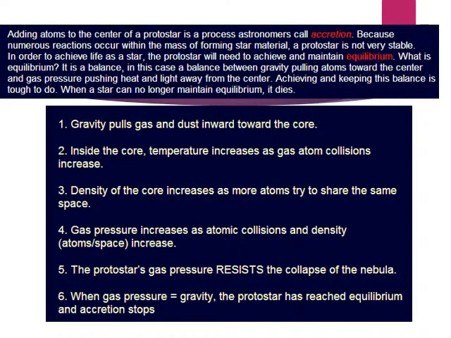So gravity pulls gas and dust towards the core, inwards. Inside, the temperature increases as the gas atom collisions increase. The density of the core will increase as more atoms try to share the same space. Gas pressure then increases because atomic collisions and density are also increasing within the same space. The protostar's gas pressure resists the collapse of the nebula, and when the gas pressure equals the gravity, the protostar has reached equilibrium and accretion stops.